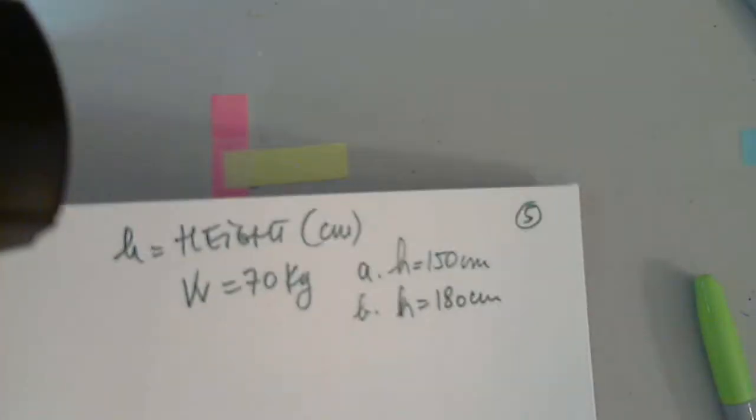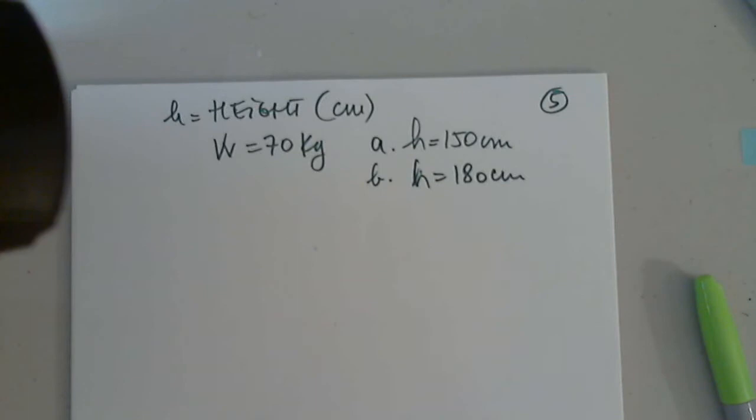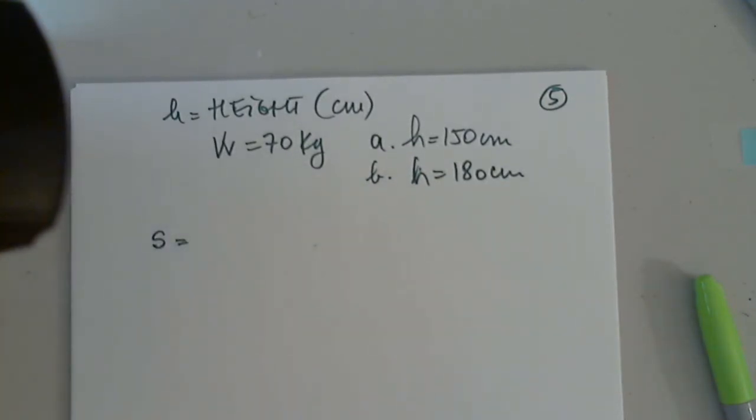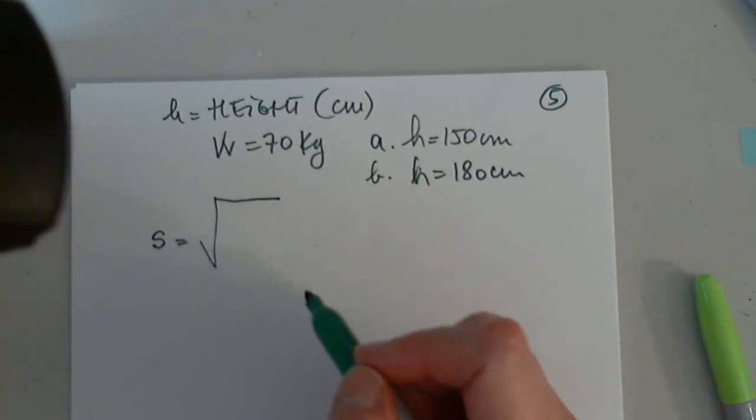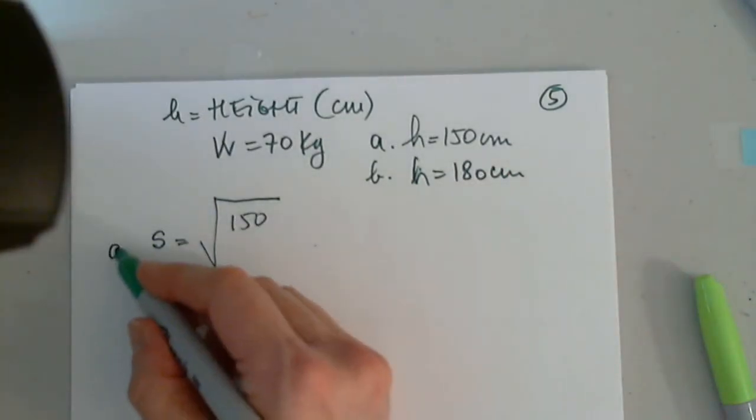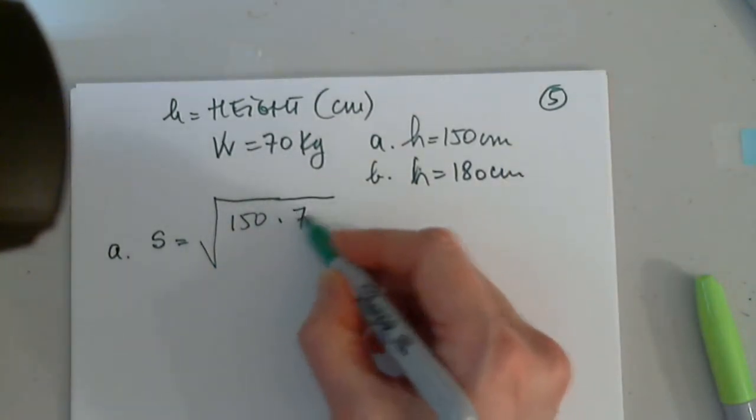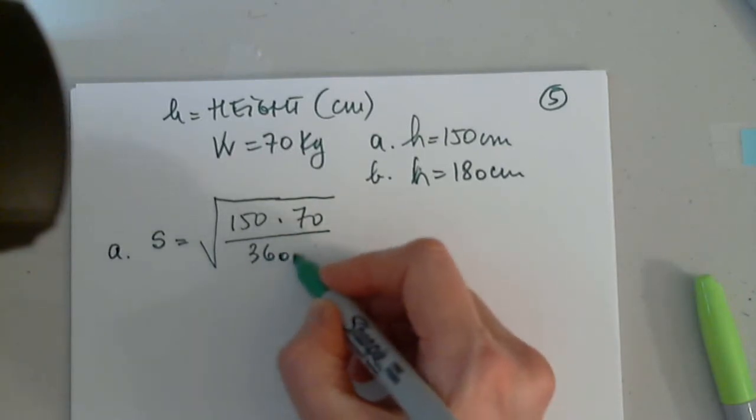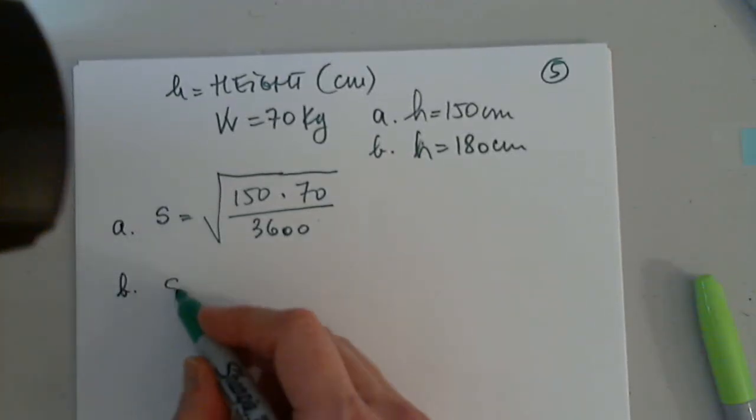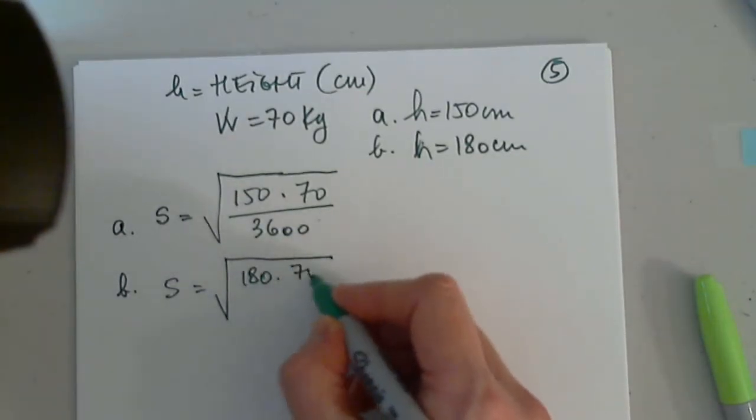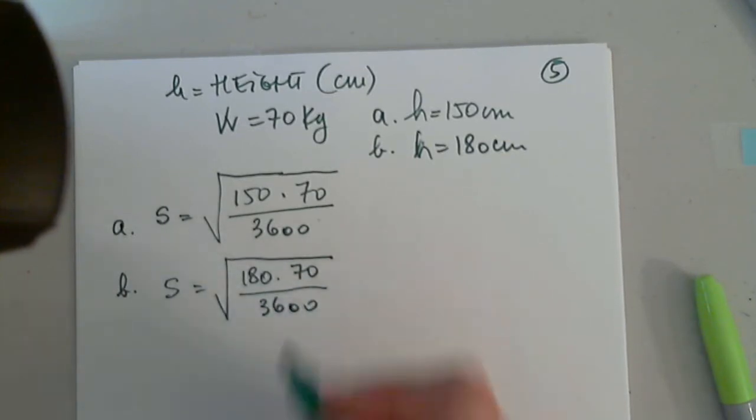I know you probably cannot see here, I'm just moving my stuff away. So we're asked to calculate the body surface area. And we have the square root. H is 150, so for part A, 150 centimeters. The weight is given to us as 70 kilograms, divided by 3,600. And I'm going to write B as well, and then we use the calculator for both. So now the height is 180, weight is 70, and 3,600 is the number in the formula. So careful with all this.